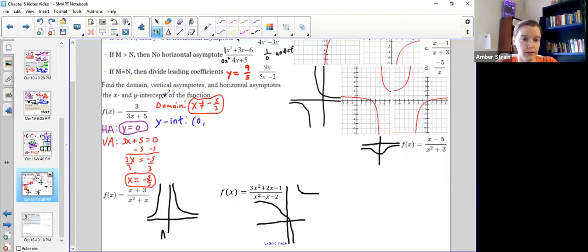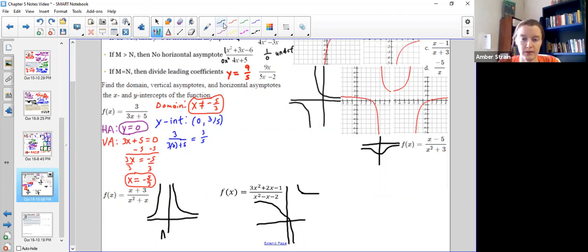And if x is 0, we just plug that in. So that would just be 3 over 3 times 0 plus 5. Well, 3 times 0 is 0, plus 5 is 5. That would be 3/5. Okay. So it is the single point 3/5. So that's how we find our y-intercept, by plugging in a 0.